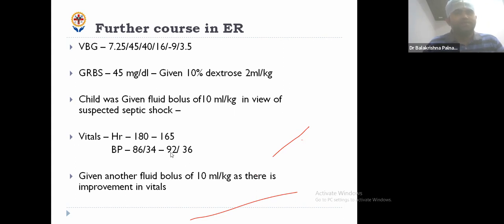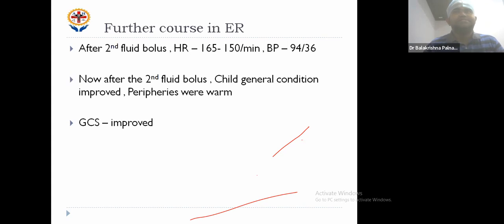So here we have given a bolus which will increase your preload. So the heart rate has come down and BP got better. So we have given another fluid bolus as there was improvement in the vitals. After the second bolus, the heart rate decreased from 165 to 150. The blood pressure got further better, but not much. It was 92 by 34, and it increased to 94 by 36.